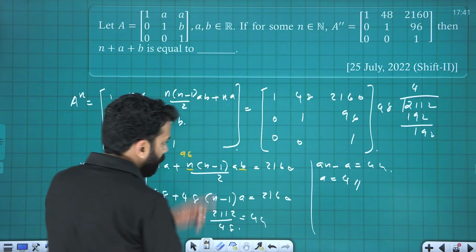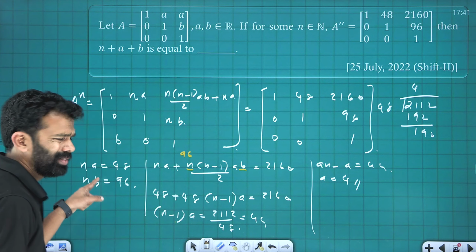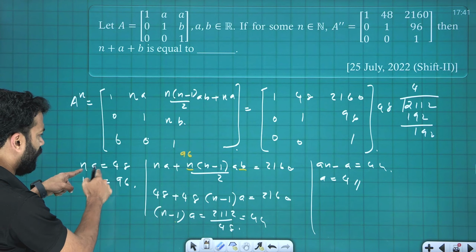A is 4. If A is 4, what is n? From here itself, n is equal to 48 by 4, that is 12. And if n is 12, you will find B also: 12 into B is equal to 96, so B is equal to 8. Therefore, you got A, B and n. The sum is 24. That's all. So, it is an integer type question.